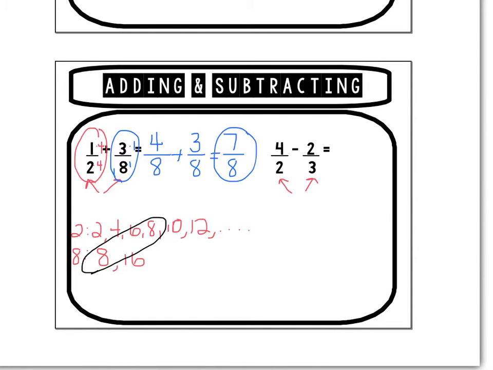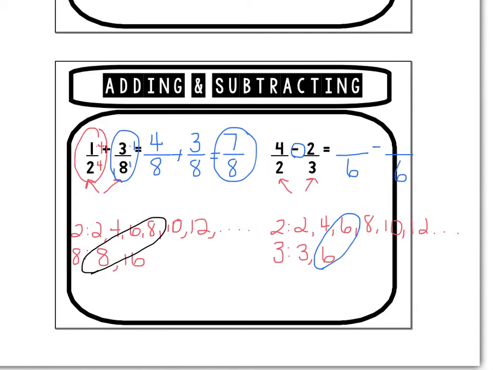On the next problem, again, we have to find that common denominator between this time 2 and 3. So if I count by 2s, it goes 2, 4, 6, 8, 10, 12, and so on. If I count by 3s, it goes 3, 6, and I can actually stop because that is what the two share in common. We always want to find the earliest one that they share in common, or the smallest. So now I'm going to write something over 6, and this time it's a minus sign, so minus something over 6 equals something over 6.